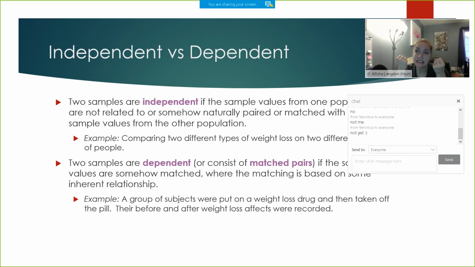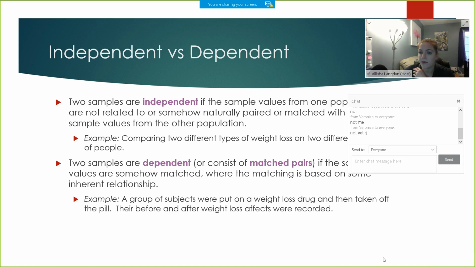So you're coming from the same population, right? You have your people and they're taking the drug, and then they go off the drug. Same group of people, just different results. What happens after they go off the drug? Those are matched because you're doing a before and an after.